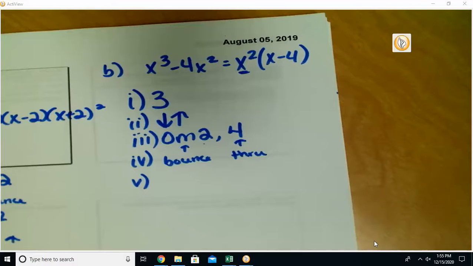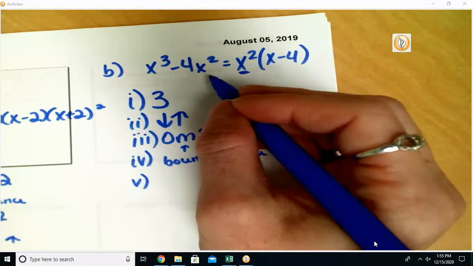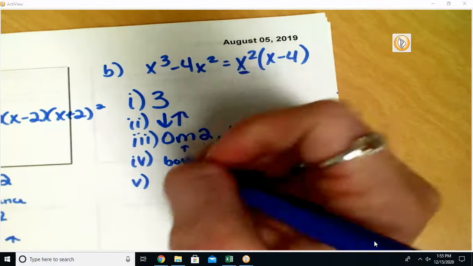Okay, next we have to find the y-intercept. So that's if you plug in a 0 for all of your x's, what do you get out? 0.